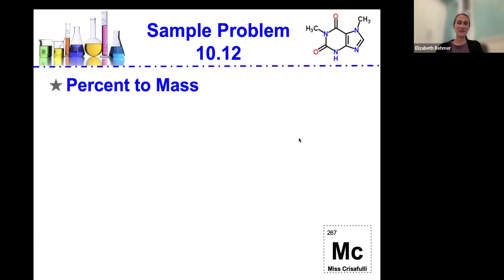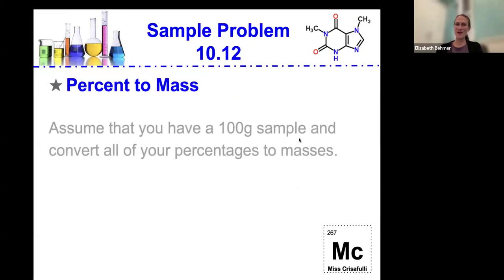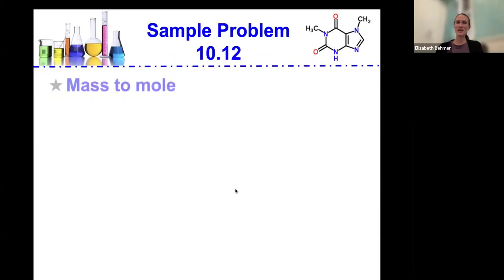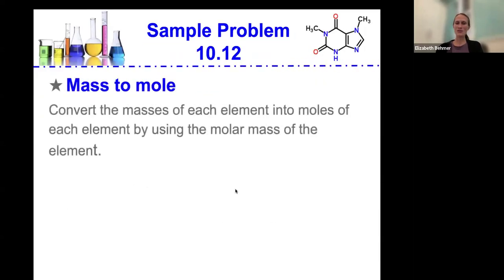So let's take our first step in the poem, changing percent to mass. Assume that you have a 100-gram sample and convert all your percentages to masses. So 25.9% nitrogen would be 25.9 grams of nitrogen, and 74.1% oxygen would be 74.1 grams of oxygen. So we're converting percent to mass. Then we're converting mass to mole.